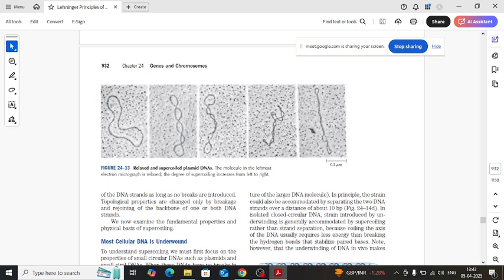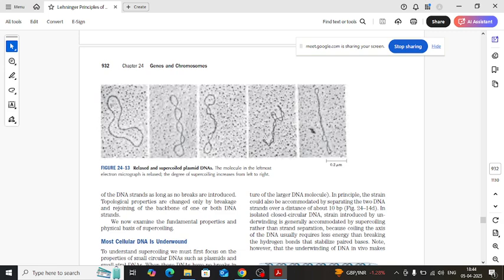Now, the degree of supercoiling will vary. Here the degree is the lowest. After that there will be more supercoiling, more passing of one strand over the other strand. So here the degree of supercoiling has been increased. Here it has been increased more, and in the last diagram, this is the maximum supercoiling it can attain. So from left to right, the degree of supercoiling has been increased for the plasmid DNA.